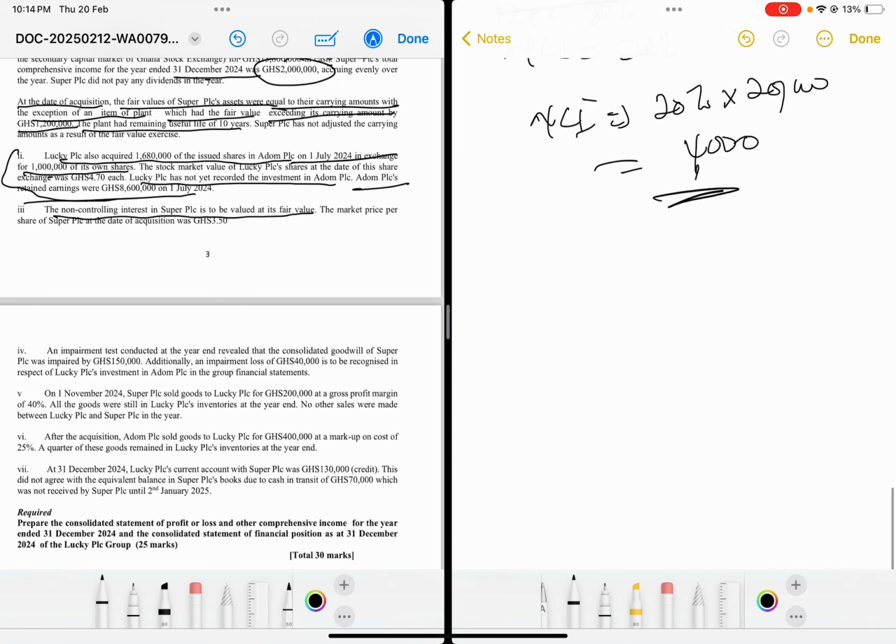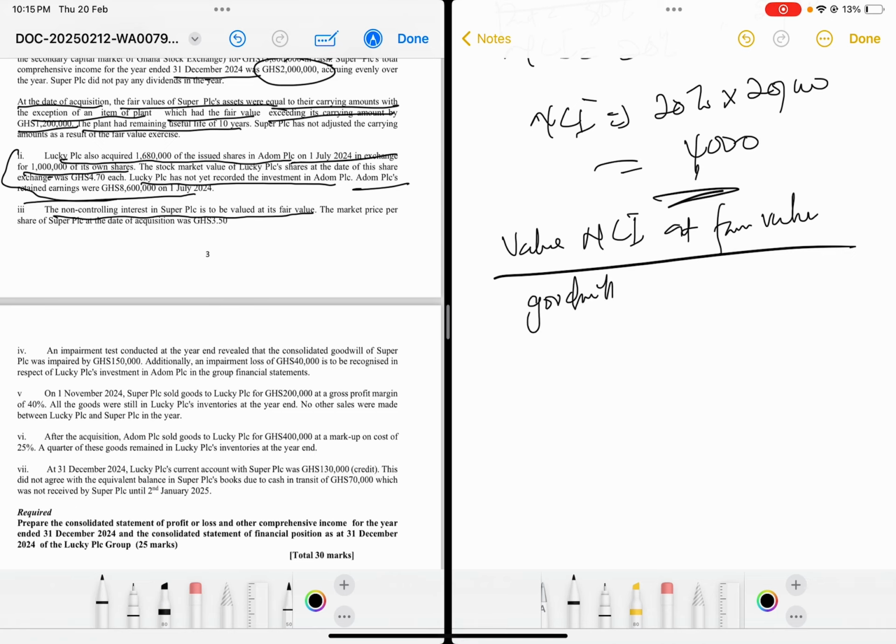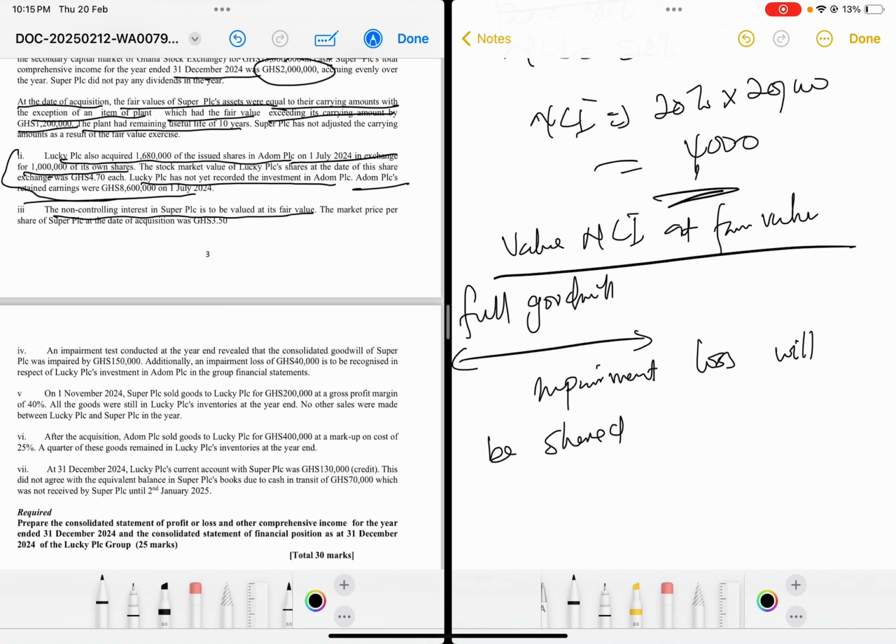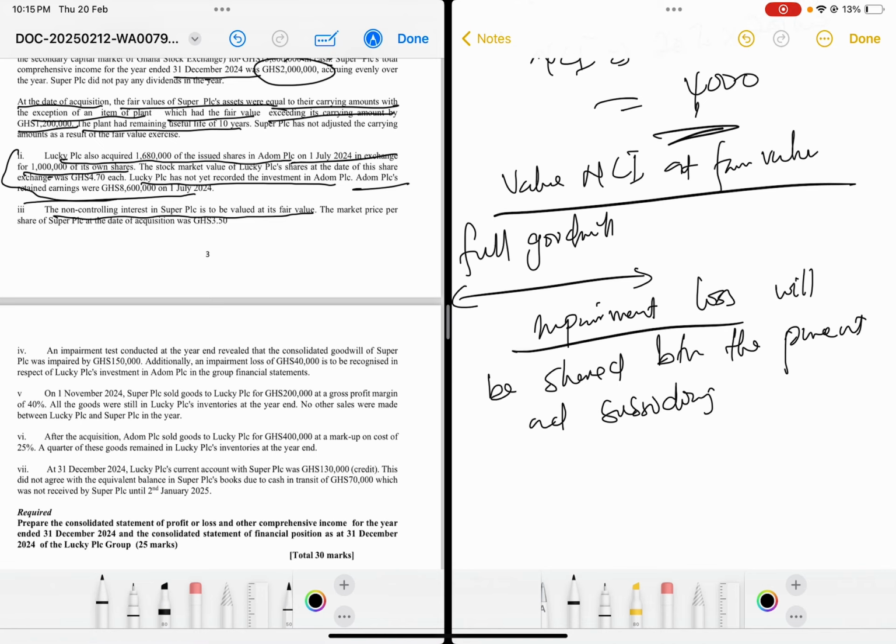Now, what you should take note of is that if you value NCI at fair value, then the goodwill will be a full goodwill. Basically, what you take note of with full goodwill is that the impairment loss will be shared. So if NCI is valued at fair value, the impairment loss will be shared between the parent and the subsidiary, where the subsidiary is the non-controlling interest aspect.